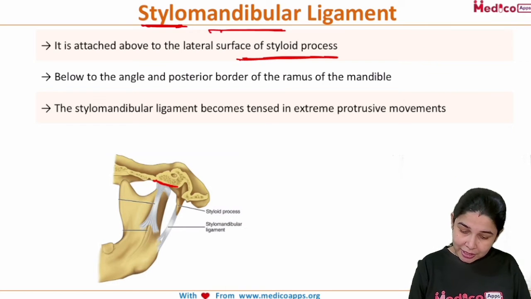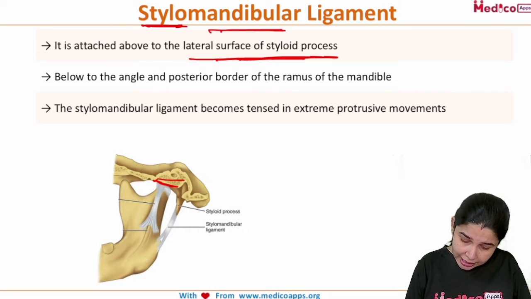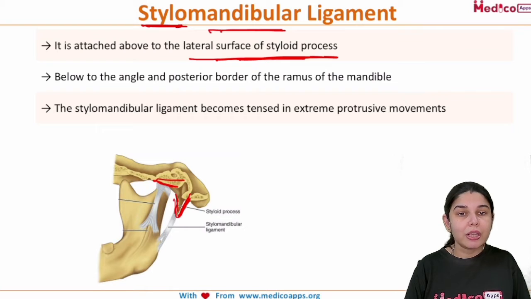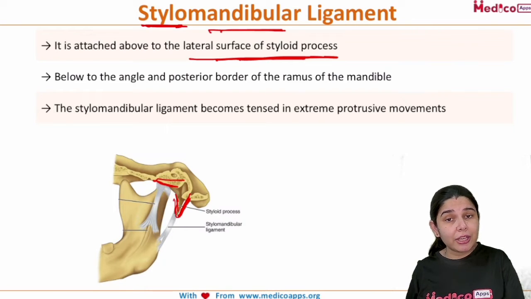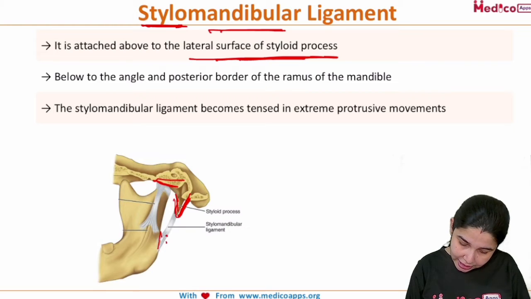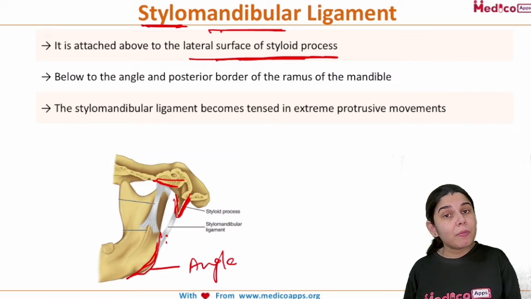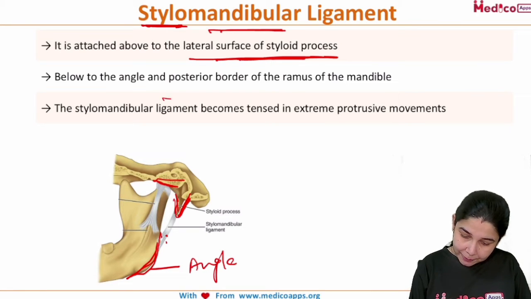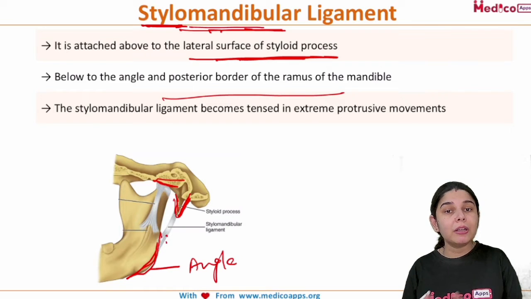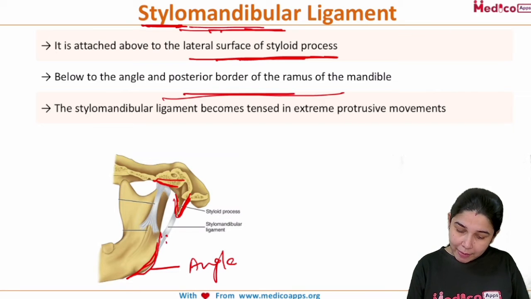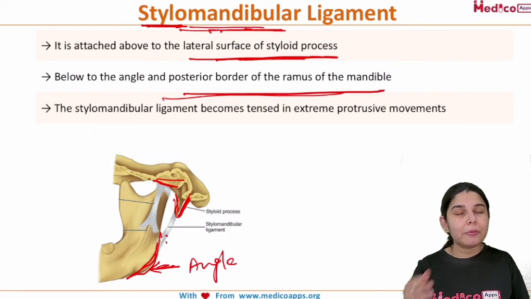So above, it is attached to the lateral surface of the styloid process. This is the styloid process which you are seeing. And below, that means inferiorly, it is present at the angle. This is the angle of the mandible, and the posterior border of the ramus of the mandible. So definitely, if it is giving the name stylomandibular, above it is attached to the styloid process and below it is attached to the angle of the mandible and the posterior border of the ramus of the mandible.